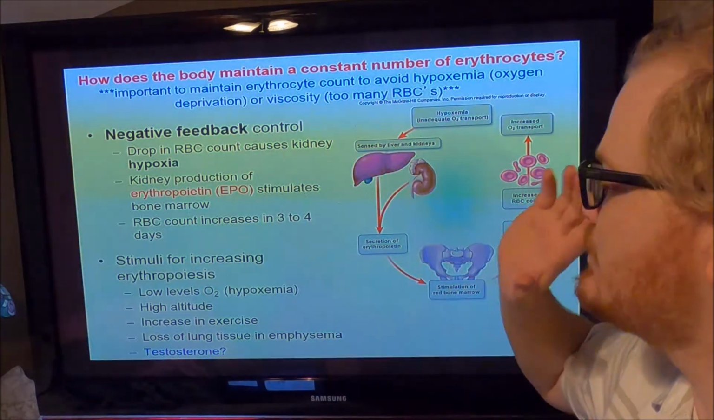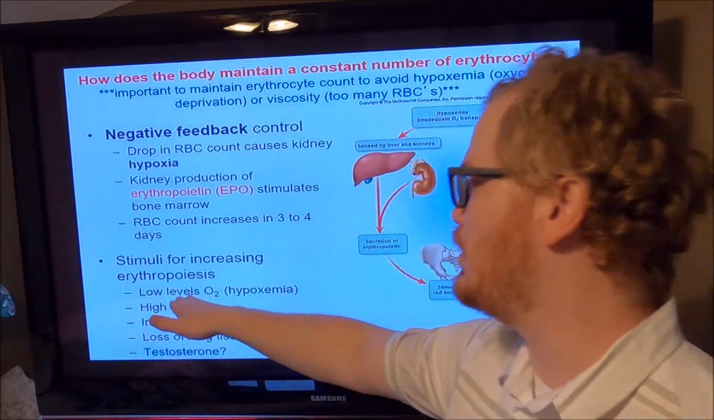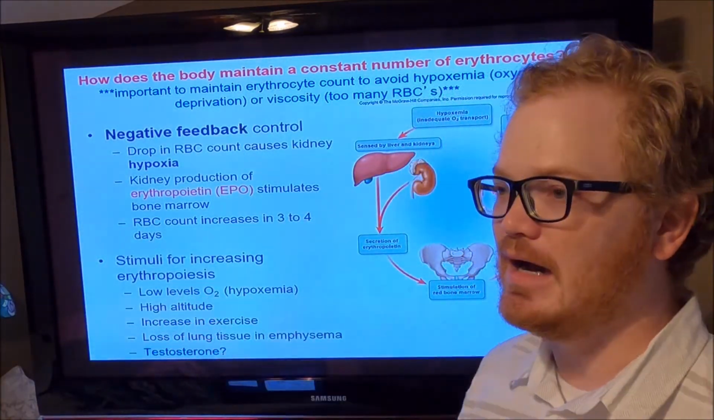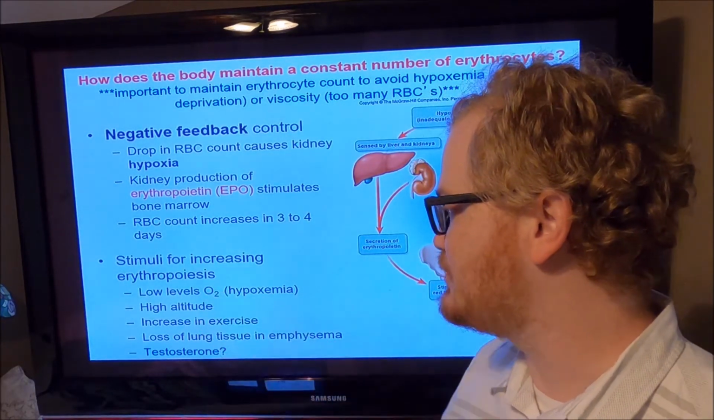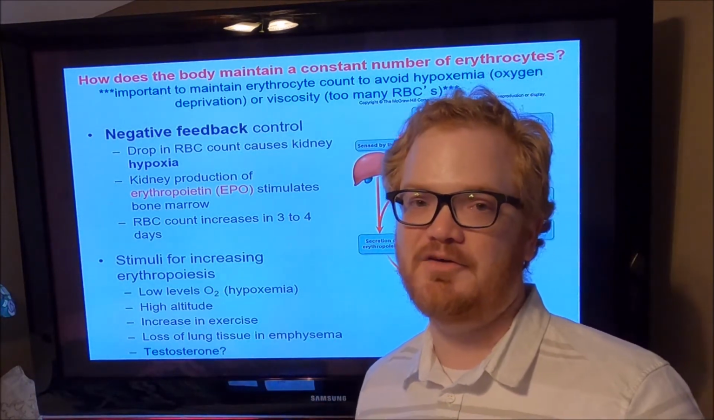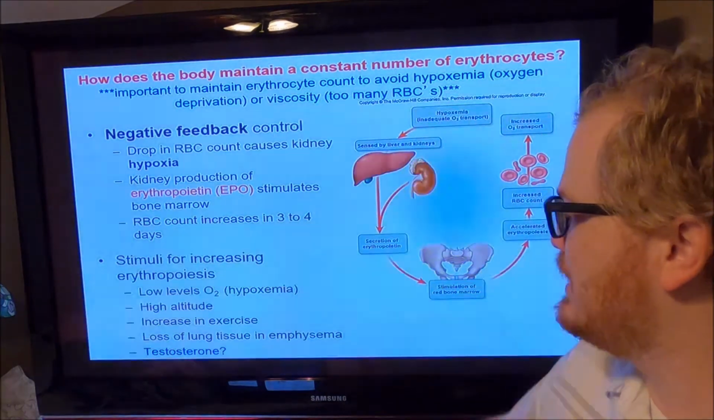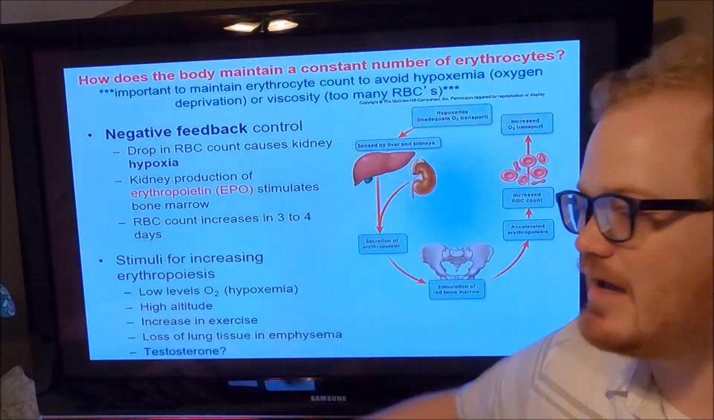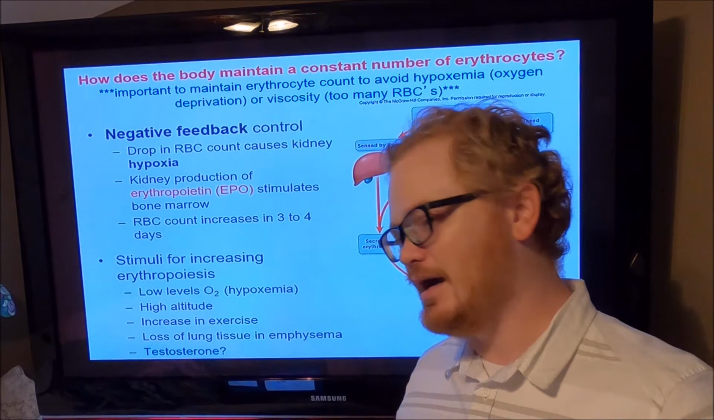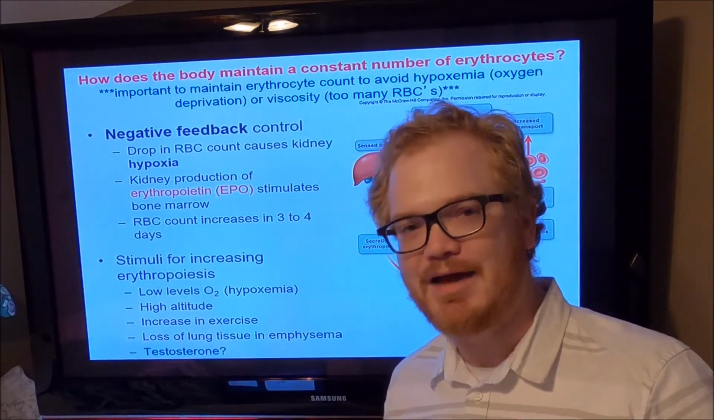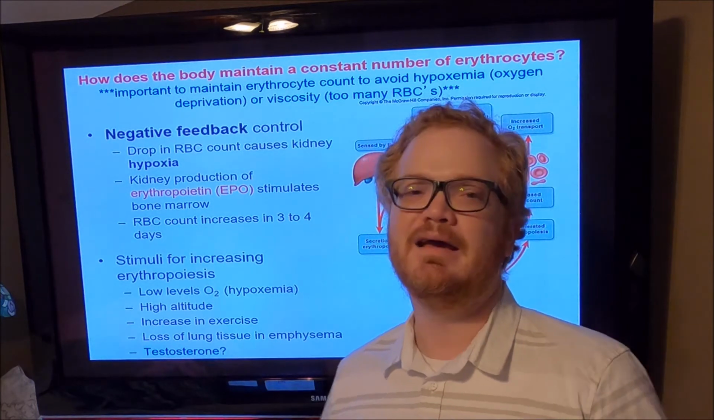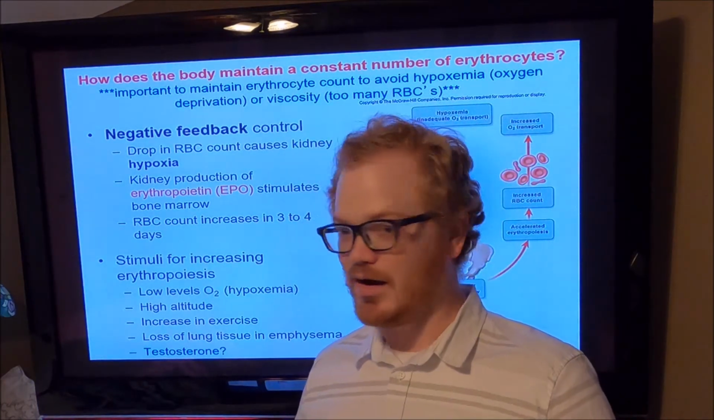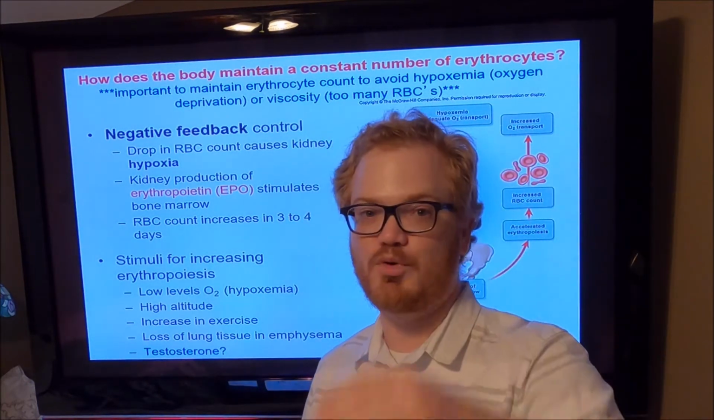So what causes this? Again, low oxygen environments. If you find yourself up on top of a mountain or something like that, like at high altitude, that can certainly drive red blood cell production. Increasing exercise too. If you're working out all the time, jogging, running, swimming, what have you, that means you're using a lot of oxygen constantly, and your kidneys are going to pick up that low oxygen environment and be like, hey man, we need more red blood cells.